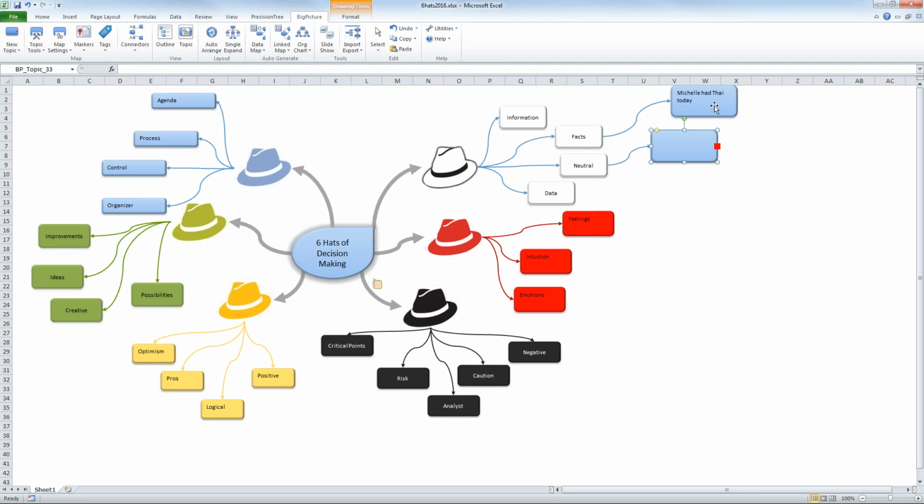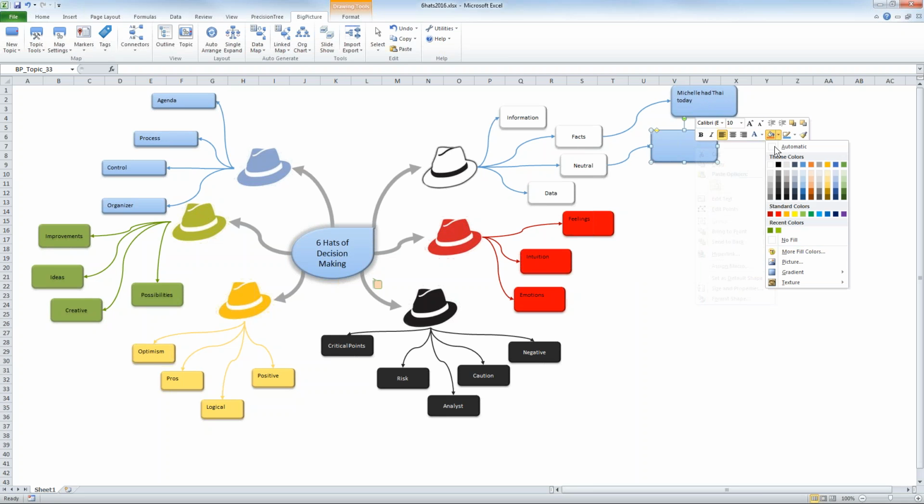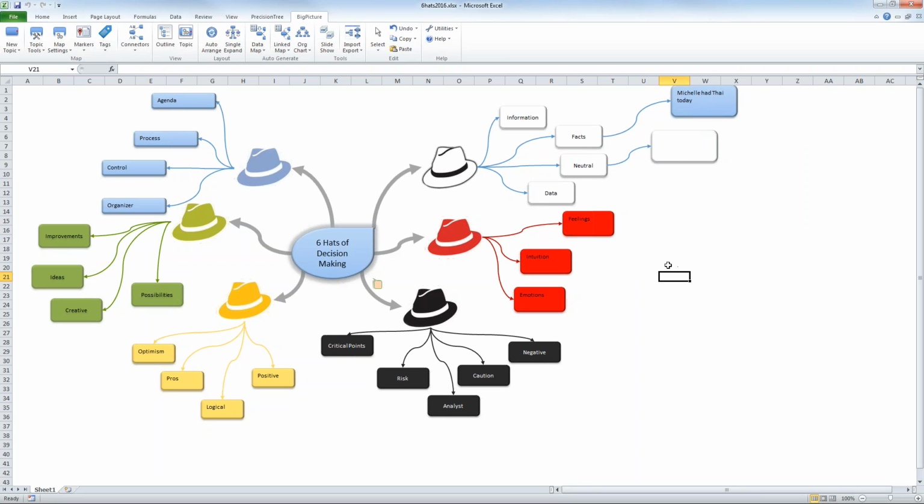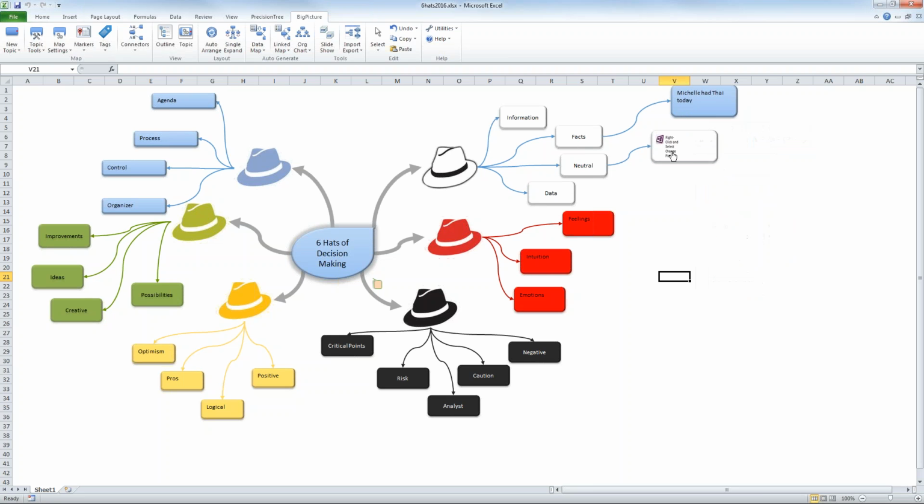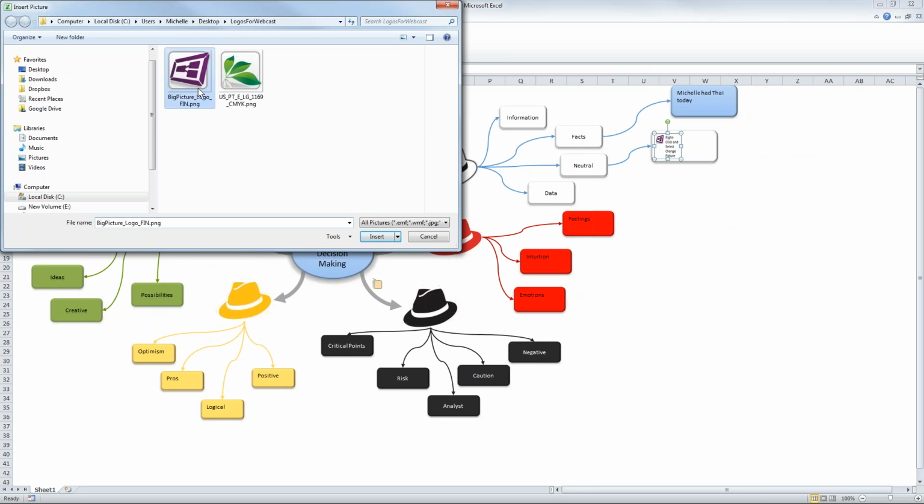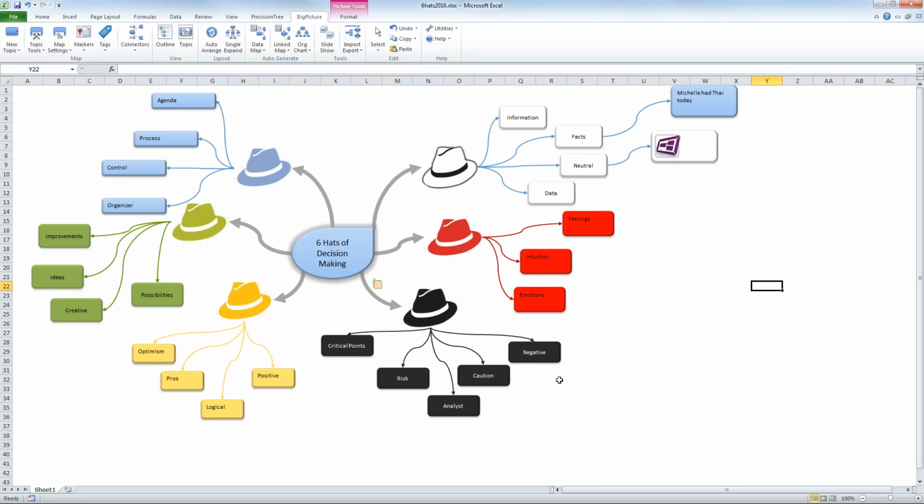And then if you want to change the colors of your topics, you can right mouse click and say I want to change the fill of that topic. So I can say a white topic here. If I want to add an image into one of these topics, I can go ahead and say add picture. And I'll put up a placeholder here. Then I can say change picture and let's go ahead and put a BigPicture logo in there. So I can go ahead and do that.